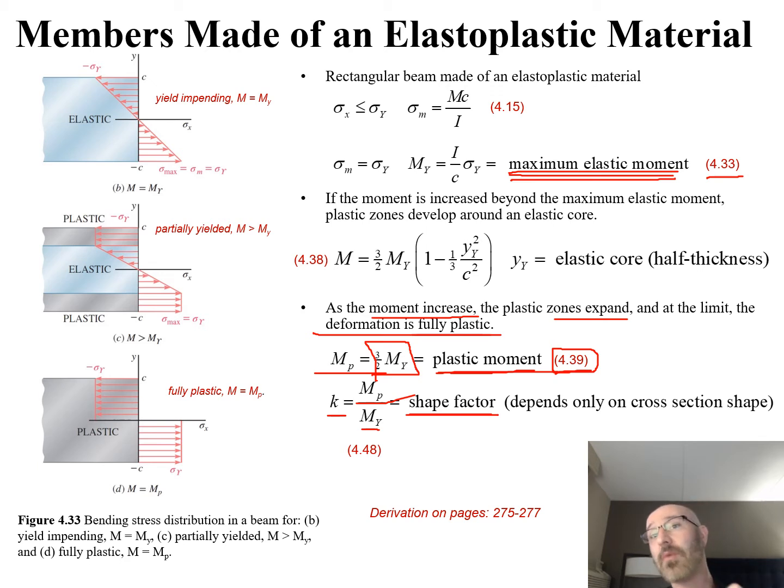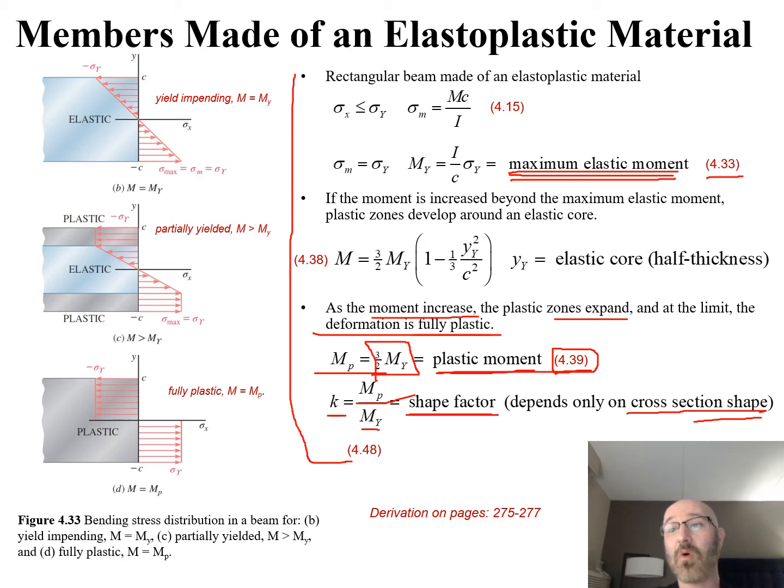Now, a thing to note about this is that it depends only on the cross-section shape. This derivation, we can go through in more detail in our textbook if you're interested in how we came up with these relationships. The derivation is on pages 275 to 277 of our textbook.